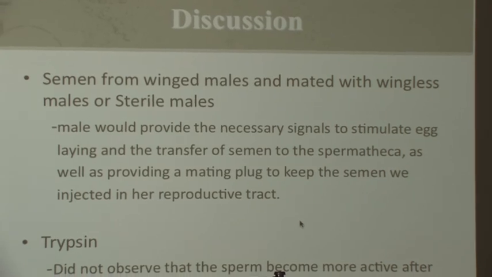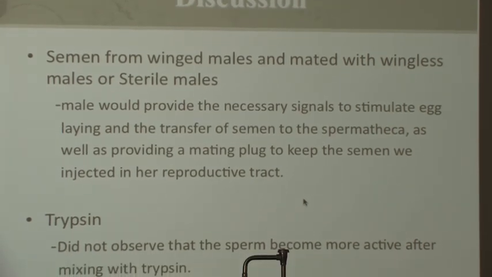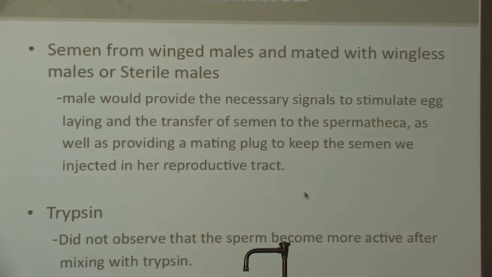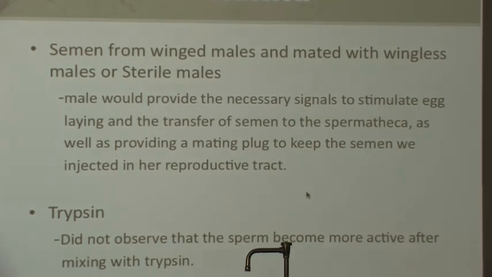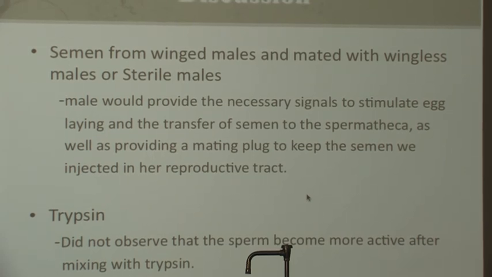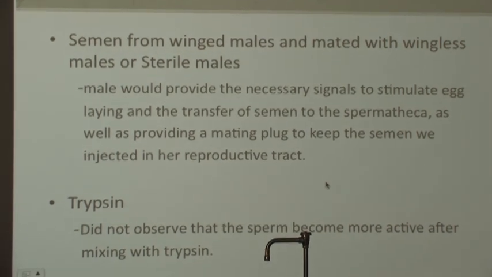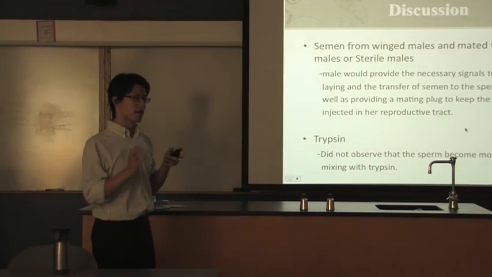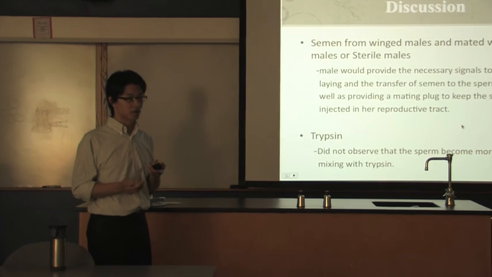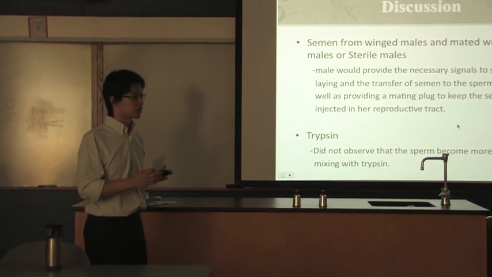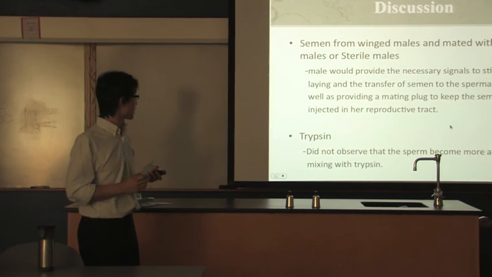So in the next experiment we tried to mate her with a witness male or a sterile male to prevent the female from expelling the substance we inject. But this experiment also did not give any successful outcome. So maybe before the inseminated virgin female met with the sterile male, she had already expelled the substance we injected into her reproductive tract.